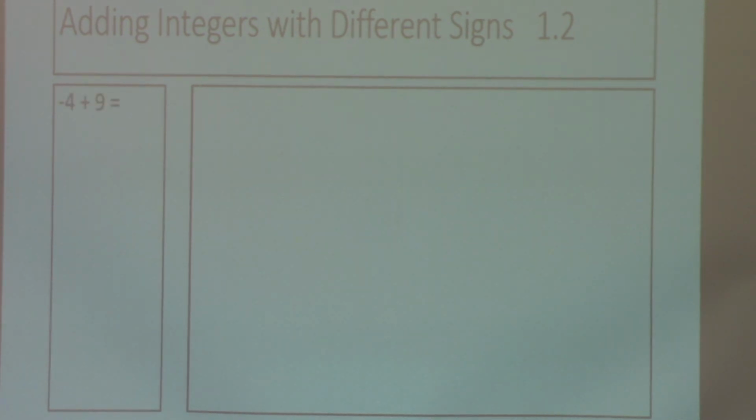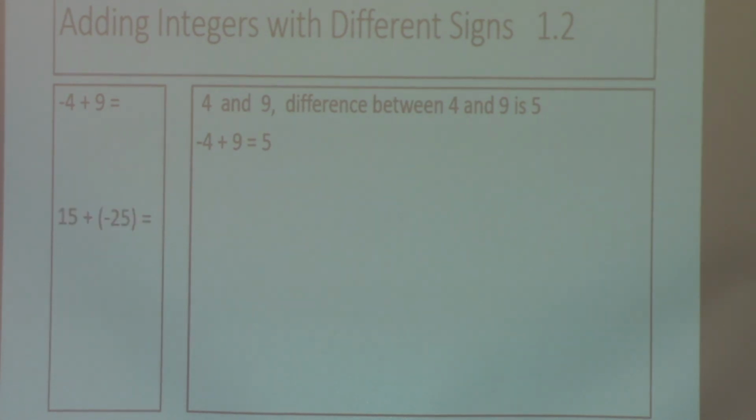Moving ahead. What if I have -4 plus 9? Same thing. We're going to drop the signs and just get the absolute values, 4 and 9. The difference between 4 and 9 is 5. Now let's take a look at the original problem. 9, the greater absolute value, was a positive, so our answer will be positive. So -4 plus 9 equals 5.